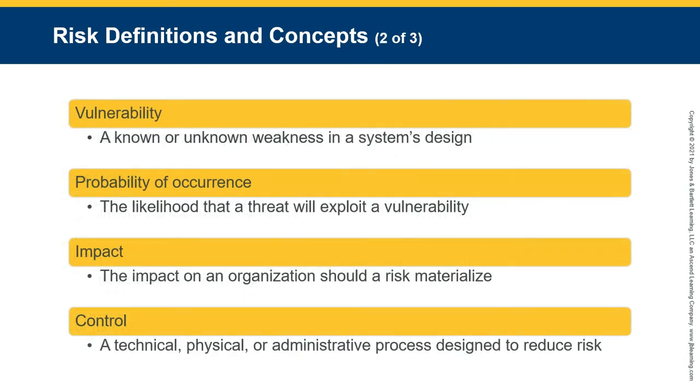Risk definitions and concepts, 2 of 3. Vulnerability: a known or unknown weakness in the system design. Probability of occurrence: the likelihood that a threat will exploit a vulnerability. Impact: the impact an organization should expect if the risk materializes. Control: a technical, physical, or administrative process designed to reduce risk.